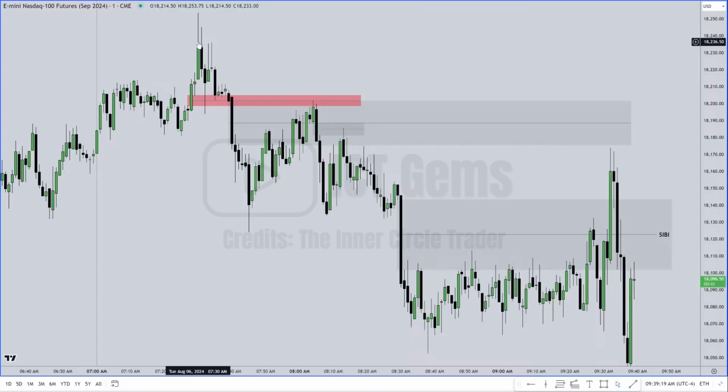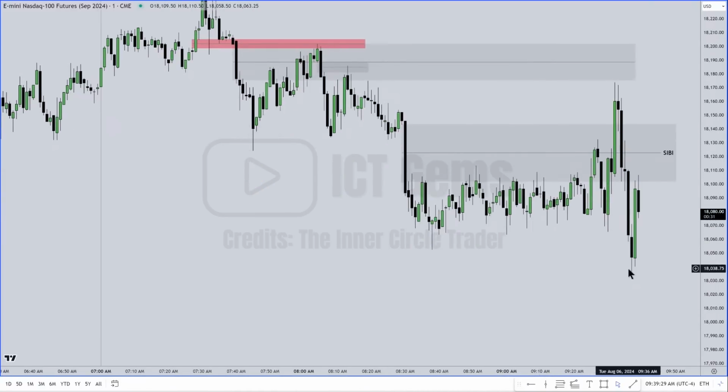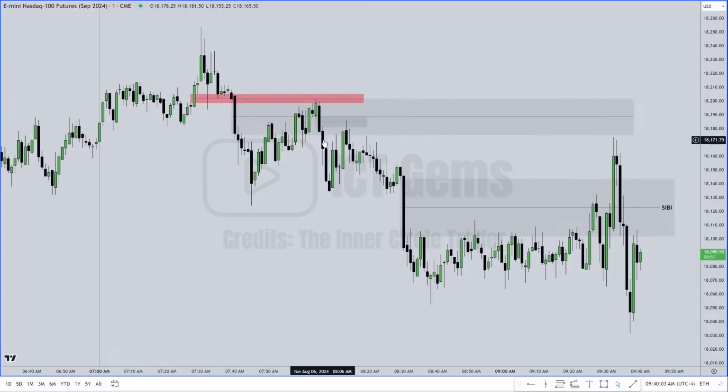that seeks liquidity. We had relative equal lows here. It traded down through that. And then we had all this business in here. We swept below that here. Every sell side imbalance, every sell side imbalance.